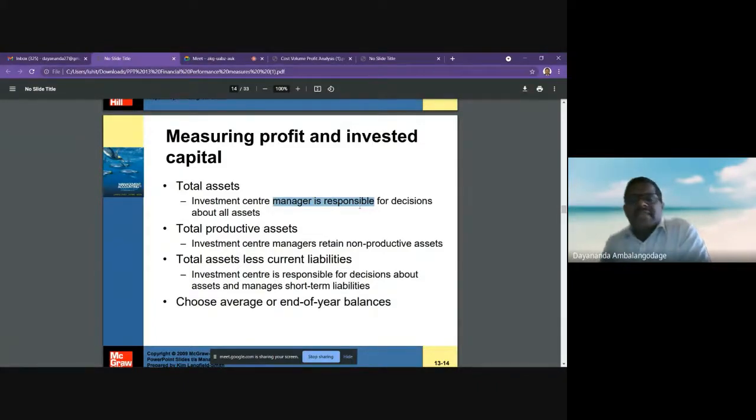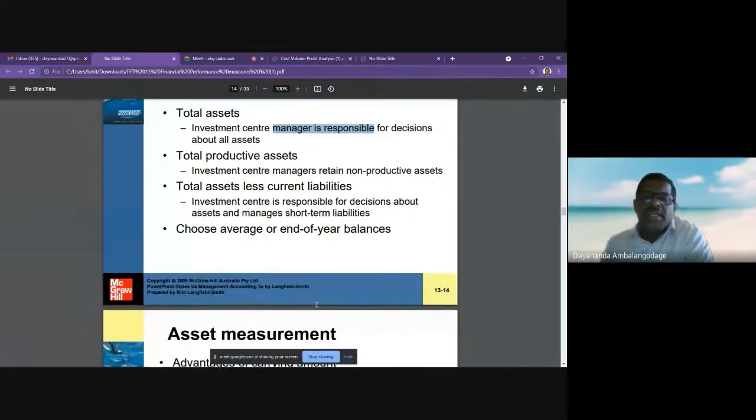Total productive assets. Investment center managers retain non-productive assets. You take only the productive assets. You have to remove the non-productive assets, but take only the productive assets. The current liability is also deducted from the total assets, and you can use the average and also the year-end balance if preferred.